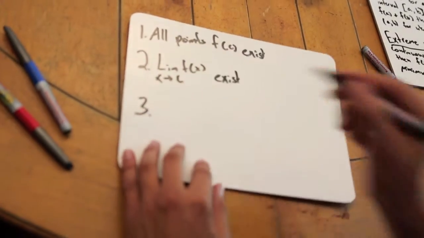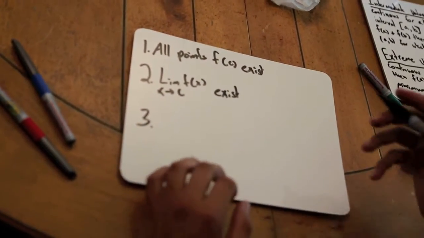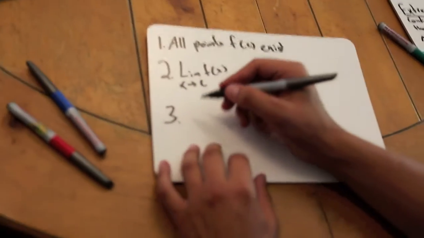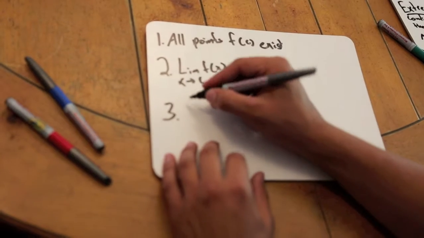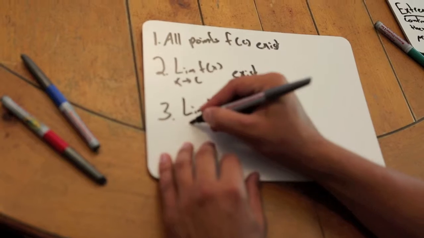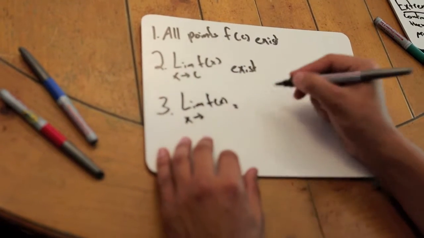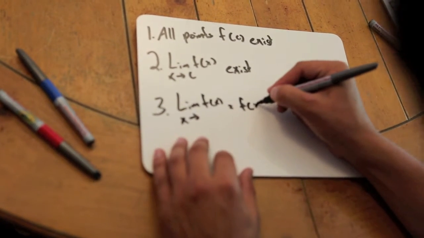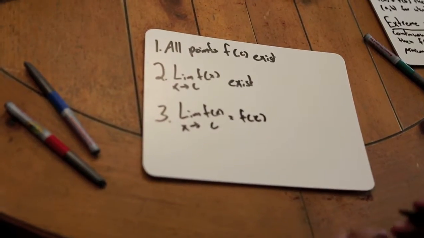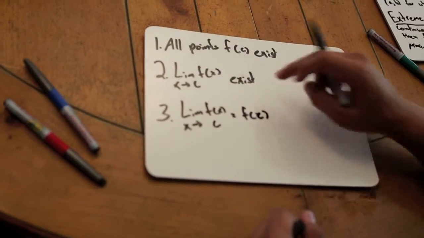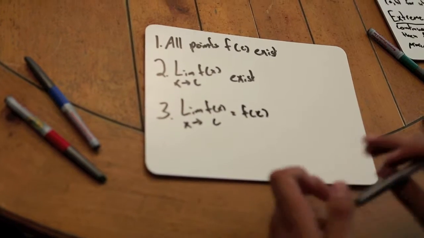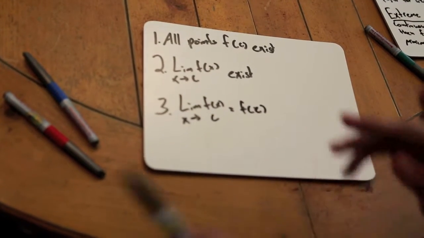And the third and final condition of it being continuous is: is the limit of f of x as x approaches c equal to f of c? And so that basically means that the limits that you found before equal the actual point, and it is not a point discontinuity, which I will show you later.